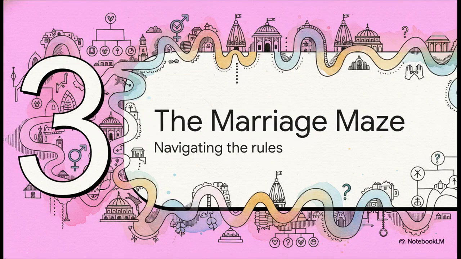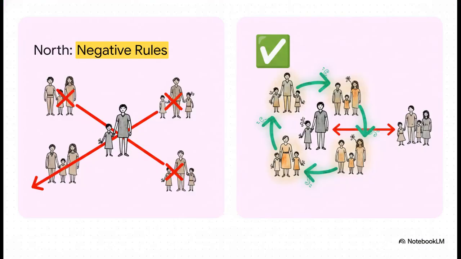All right, so we've got the groups down. Now let's talk about the rules of the game. Get ready to enter the marriage maze, because this is where the logic in the North and South just goes in completely opposite directions. And this really gets to the heart of it. In the North, the whole system runs on what we call negative rules. It's not a list of who you can marry, it's a very long list of who you absolutely cannot. The whole point is to push marriages outward and expand your social network.